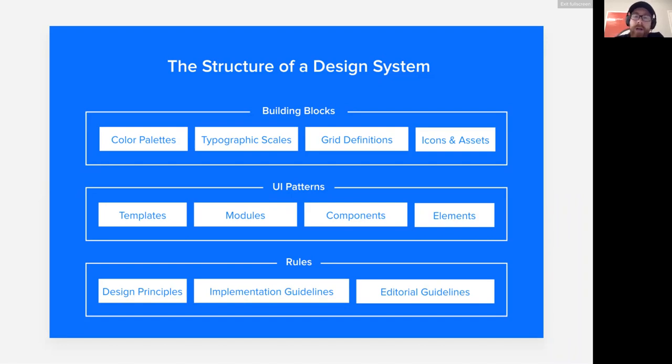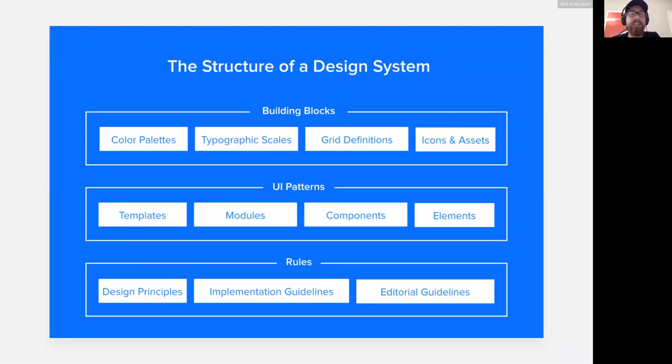So instead of saying atoms, we call the smallest patterns elements. Instead of calling items that consist of elements molecules, we call them components, and then modules, and at the very top we have templates.